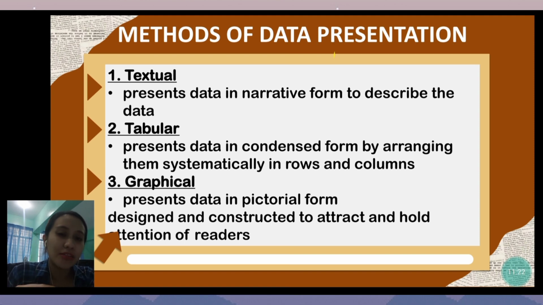Third one is the graphical method. So this is actually catchy. It's good to look at because it presents data in pictorial form, designed and constructed to attract and hold the attention of readers. And usually, in presentation of data using graphs, some people use vibrant colors in order to attract the eyes of the readers.